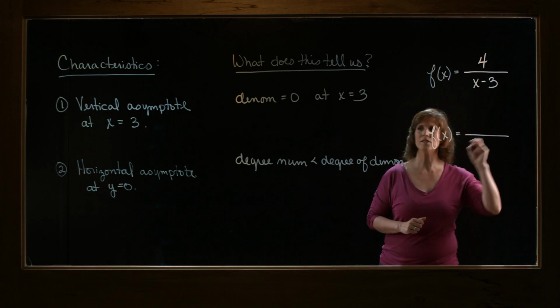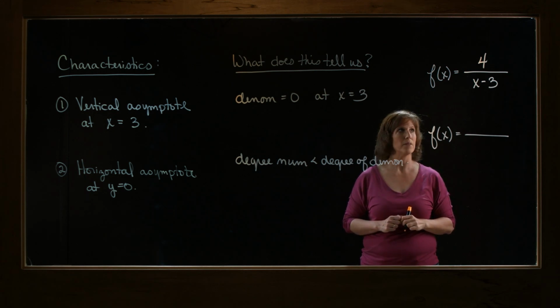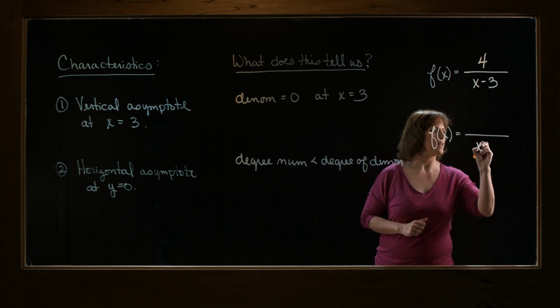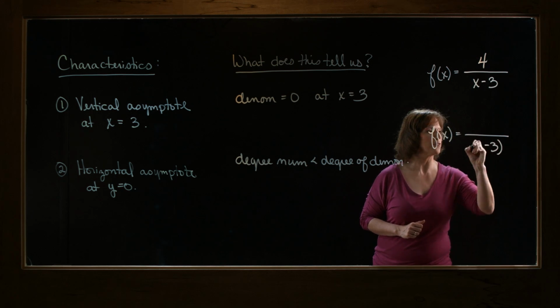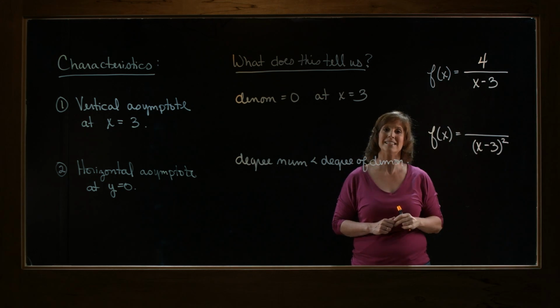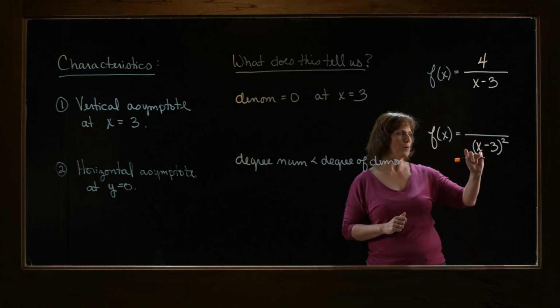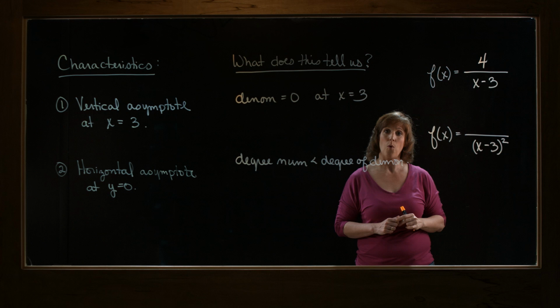Again, we want to start out with something that has a vertical asymptote at 3. So I know that x minus 3 worked well, but just to be different, let's make that x minus 3 quantity squared. That denominator is still 0 when x equals 3. Now, if I were to multiply this out, I notice that I'm going to have a quadratic.